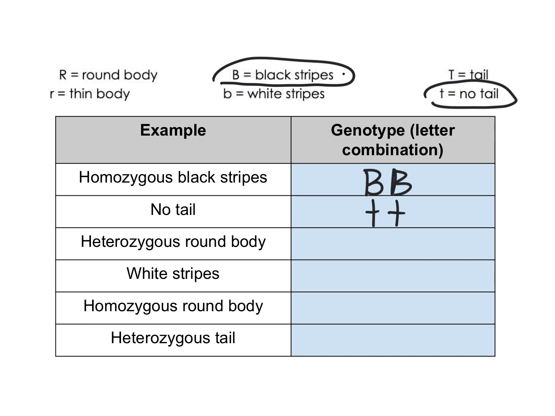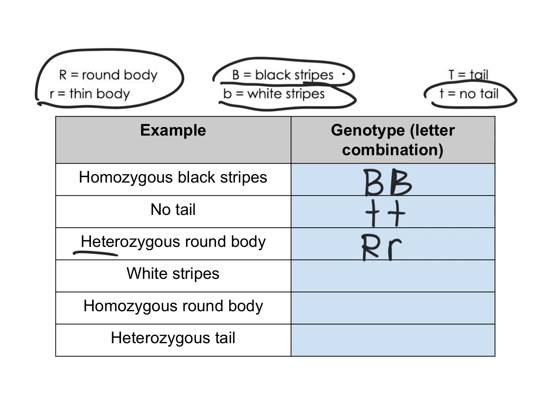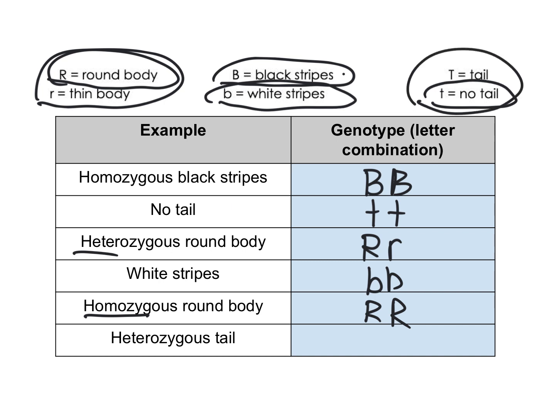Heterozygous round body. Here's our round body here, and heterozygous means it's the mix, the upper and the lowercase. White stripes is recessive, so we would have two lowercase b's, and then we have a homozygous round body. So here's our round body. If we want to make it homozygous, that would be two uppercase R's. And then a heterozygous tail would be an uppercase with a lowercase.